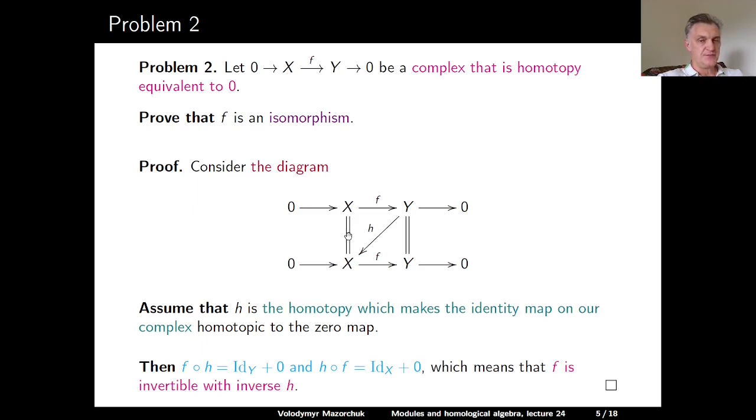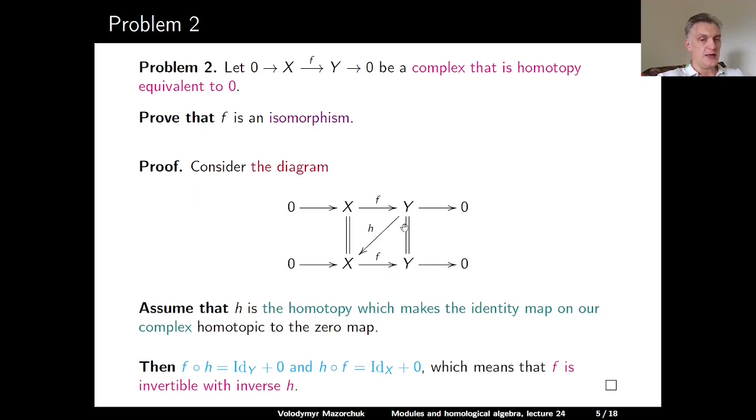As an equation, the condition that our homotopy H makes the identity map on our complex homotopic to the 0 map on our complex looks as follows. We take the identity map on X and subtract the 0 map, and this difference should be written as H after F plus the 0 map. So altogether we have that the identity on X is equal to H after F.